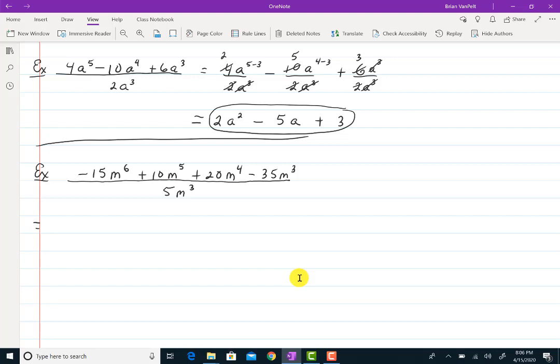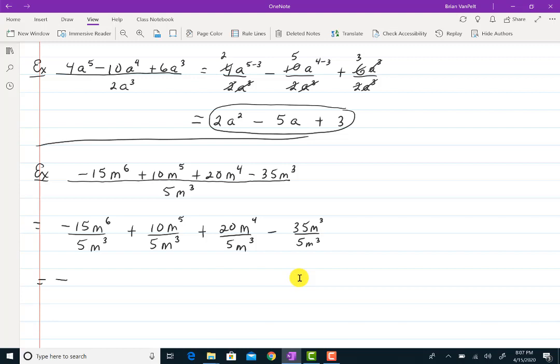I'm going to start all the way at the left. So I got negative 15m to the sixth over 5m cubed. Then I have plus 10m to the fifth over 5m cubed. Then I have 20m to the fourth over 5m cubed. And then finally, negative 35m cubed divided by 5m cubed. And let's see what happens in each case.